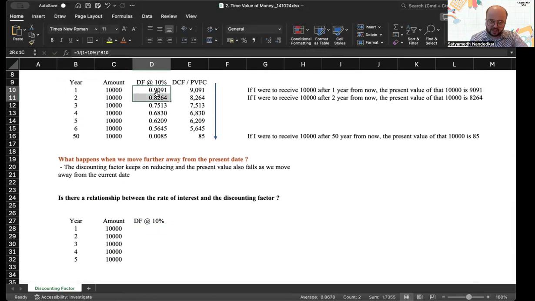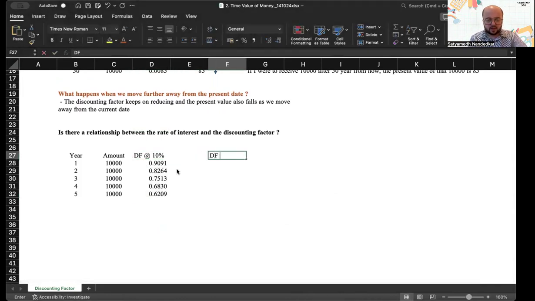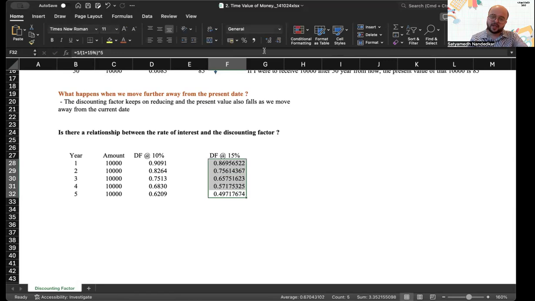You already have that calculation ready-made here. Discounting factor at the rate of 10%. Then discounting factor at the rate of 15%. How much is that? 1 upon 1 plus 15% raised to 1, raised to 2, raised to 3, raised to 4, and raised to 5. So this is my discounting factor, assuming that the rate of interest is 15%.